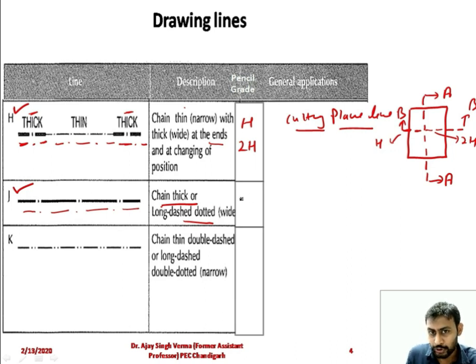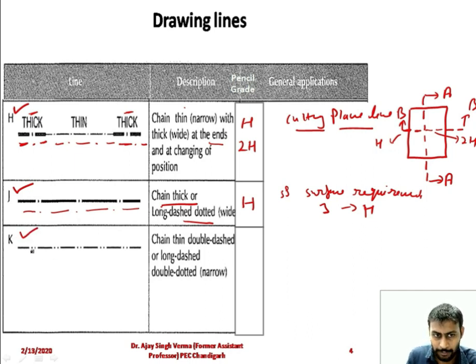Where the surface requirements are there, we will go for the J type line, and it is plotted with the H pencil. We will also discuss it with an example in a coming slide. Next is your K type lines.